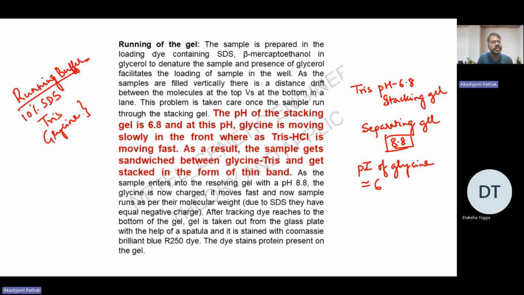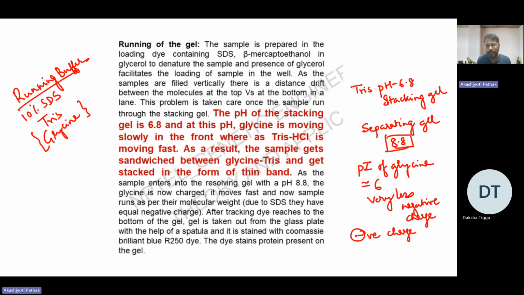Now glycine plays a very important role actually. The stacking gel has a pH of 6.8. At pH 6.8, your glycine molecules will have a very small negative charge, while your SDS has a very high negative charge.